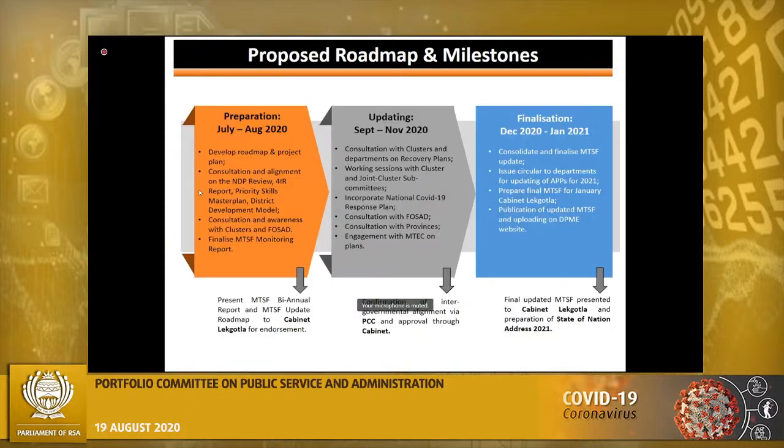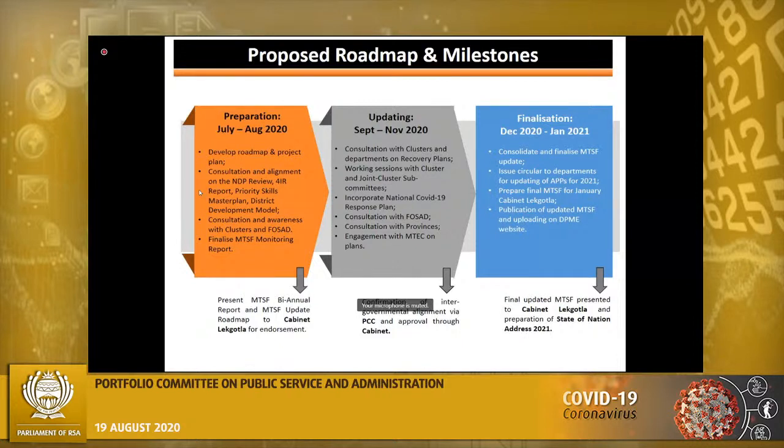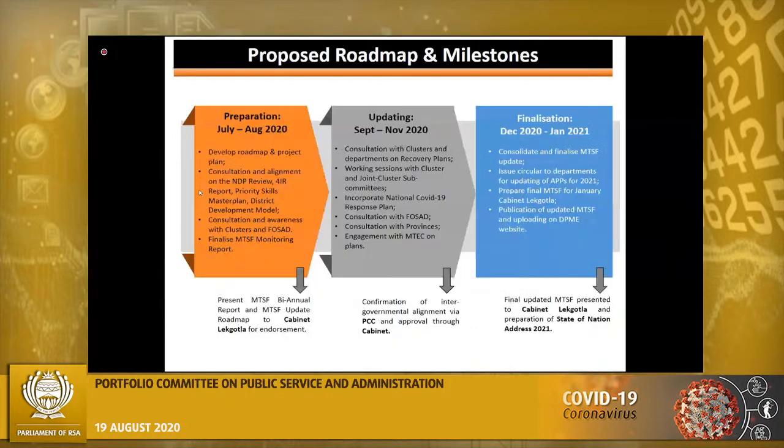Now, I wanted to come to this, the process. Now, the process has 3 phases. Phase 1 is the preparation or preparatory phase from July to the end of August, this month we are in now. And that entails developing a roadmap and project plan, which has already been done, consultation and alignment of the NDP review, 4IR report, priority skills master plan, district development model, and then followed by consultation and awareness with clusters and FOSAT. I need to indicate that that process has started. We've already presented to the FOSAT MANCO and clusters, finalized the MTSF monitoring report.